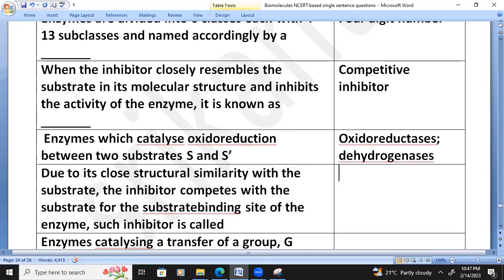Due to its close structural similarity with the substrate, the inhibitor competes with the substrate for the substrate binding site of the enzyme. Such an inhibitor is called a competitive inhibitor.